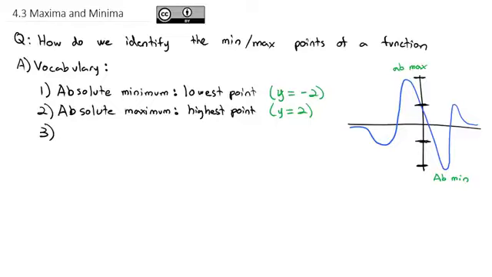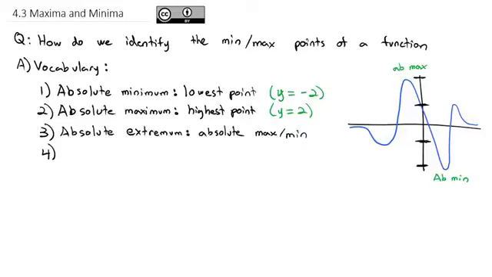We can generalize this idea of absoluteness with what we call the absolute extrema. That is basically just talking about both the absolute max and min together. So when I say what are the absolute extrema, I'm asking what's the absolute maximum and what's the absolute minimum.